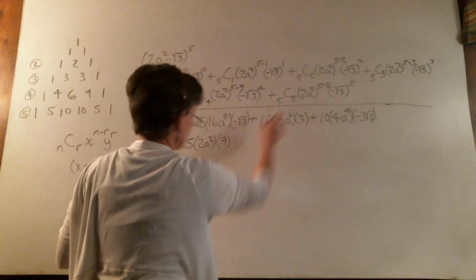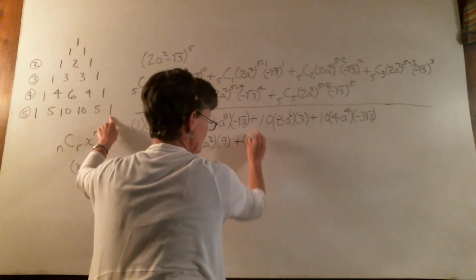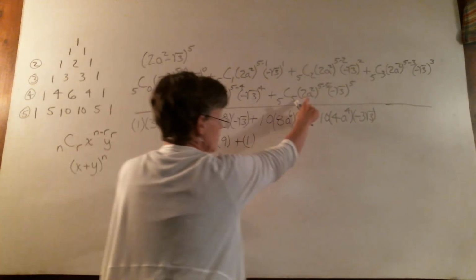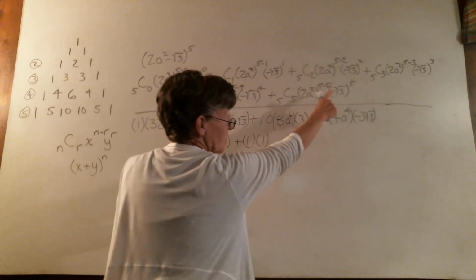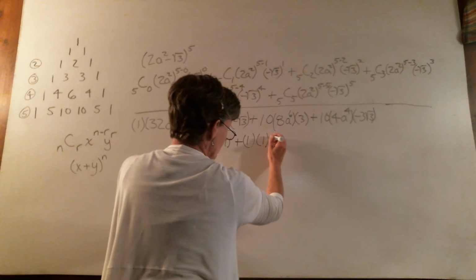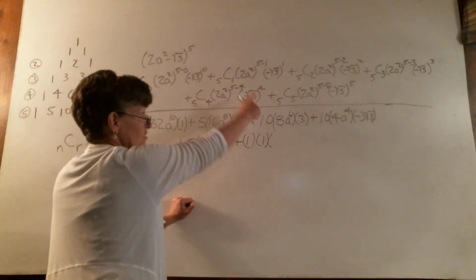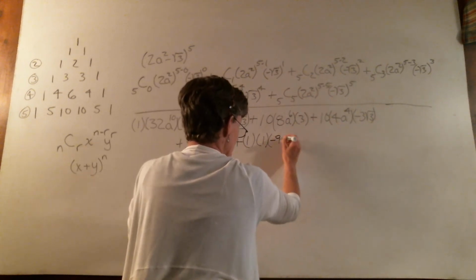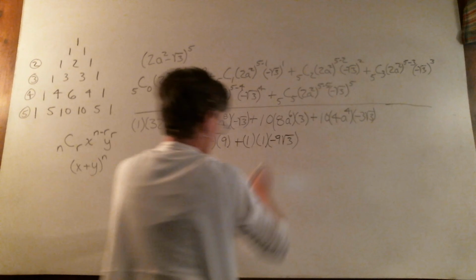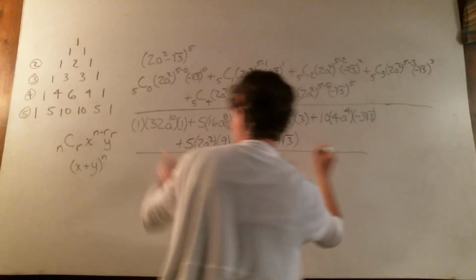And then my last term, the coefficient is 1. See, 5C5 is 1. And then 2a squared to the 0, well, that's just 1. And then we have negative square root of 3 to the 5th power. Well, that's going to be our 9, which was negative square root of 3 to the 4th power, times one more negative square root of 3. All right, so now all we have to do is simplify this.